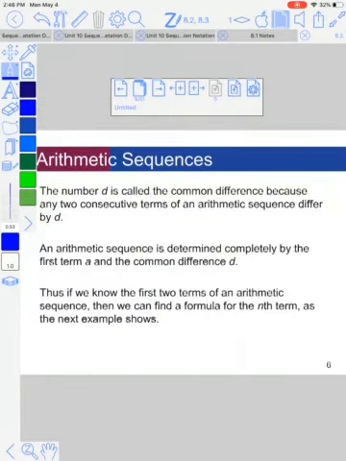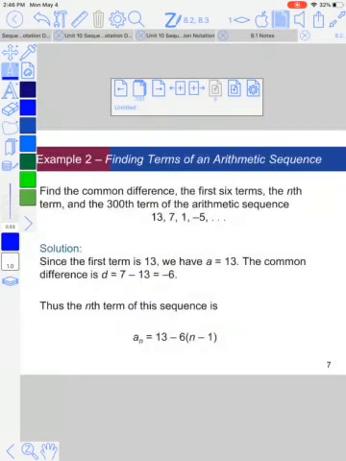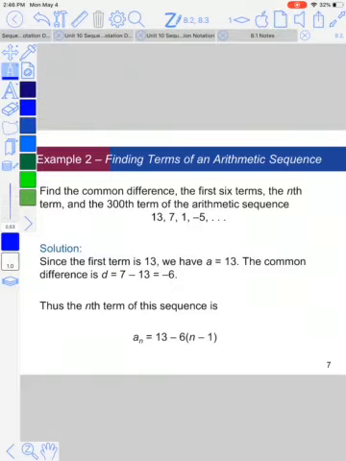Let's go ahead and look at slide 7. It says find the common difference, the first 6 terms, the nth term and the 300th term. If I look at this, the common difference between all of these, 13 to 7, is minus 6. 7 to 1 is a minus 6. 1 to negative 5 is a minus 6. They've already given me the first 4 terms. If I want the first 6 terms, I just have to go 2 more. So it would be negative 11, subtract 6 more, and then negative 17.